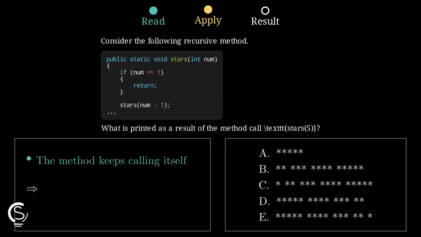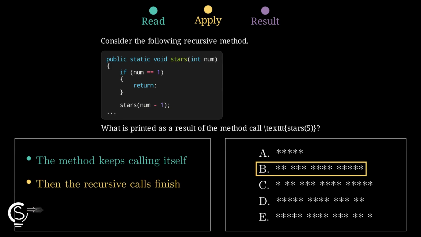Then the previous call where num was 2 finally executes its loop, printing 2 stars and a new line to the console. Each returning call prints stars equal to its current num value. This builds the pattern from 2 to 5 stars, making option B the answer.